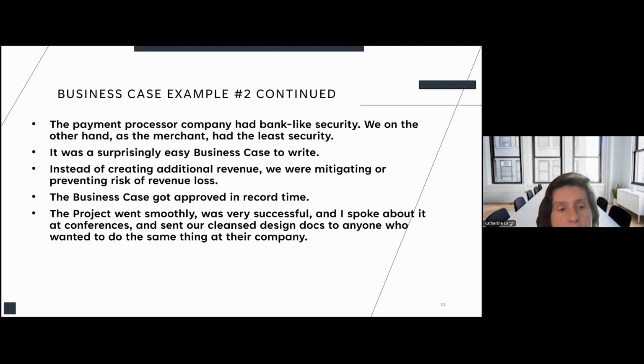Even though it seemed like it was going to be a complex project, it turned out to be pretty easy. It went very smoothly. It was pretty quick. It was very successful. I spoke about it at conferences and sent our cleansed design documents to anyone who wanted to do the same thing at their company. This was at least 15 years ago, I think 2010, 2009, something like that. But anyway, we were the first company in the United States who did that. I sent cleansed design documents to a number of companies that requested them, and they sent me coffee mugs or T-shirts.